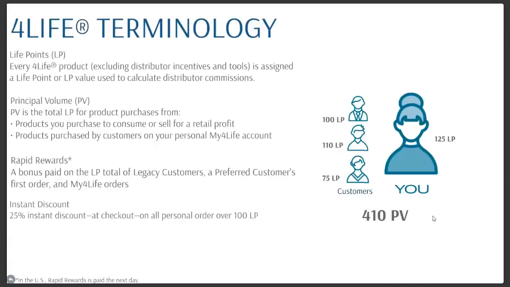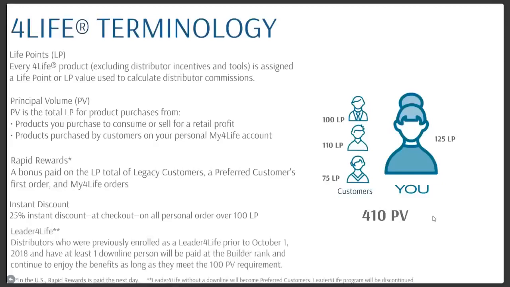The next one is instant discount, and this is a new term. Instant discount is a 25% instant discount at checkout on all your personal orders over 100 LP. So if you did an order for 200 LP in 1 month, on that extra 100 LP, you'd actually receive a 25% instant discount at checkout. Again, we'll give an example of this later on.